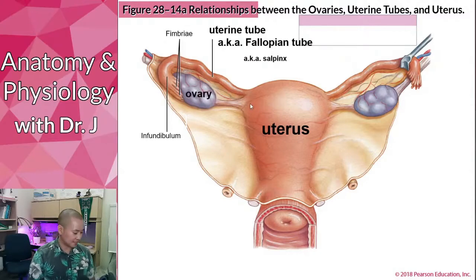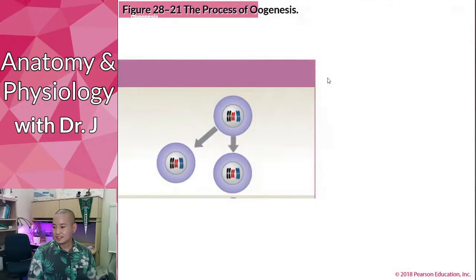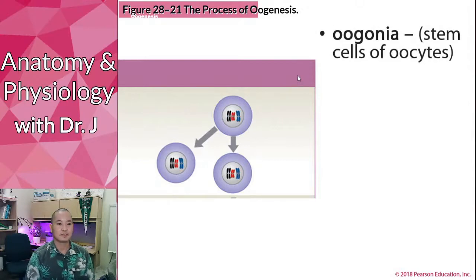And what does that do? It connects the uterus to the ovary. And then in the time we have left, let's talk about oogenesis. What we have here are these oogonia, which are the stem cells of oocytes, which will eventually develop into the ovum and eggs.